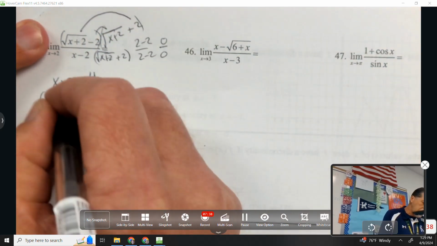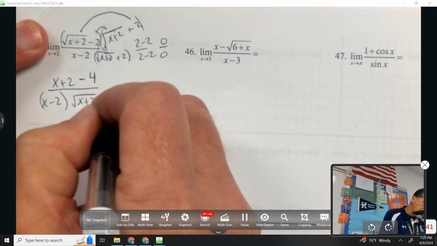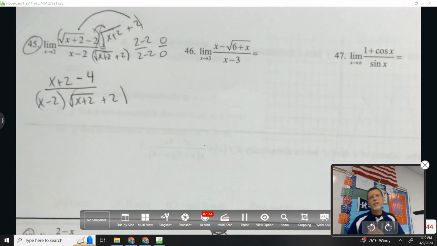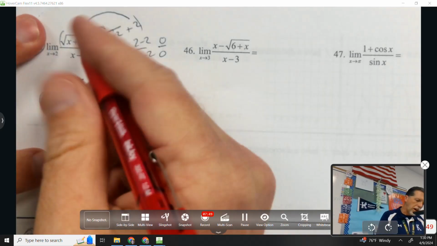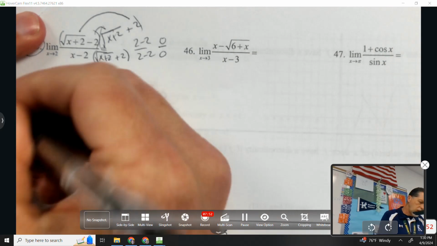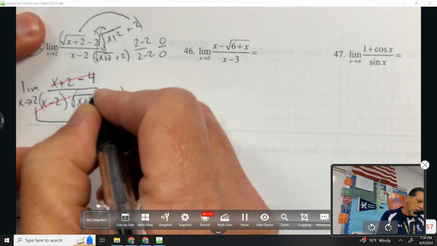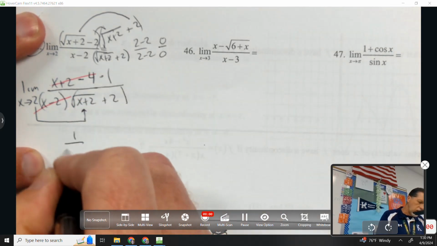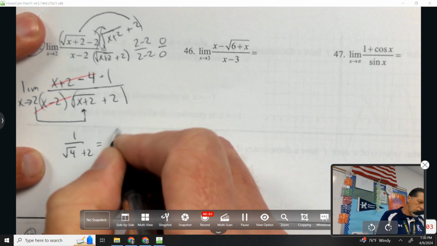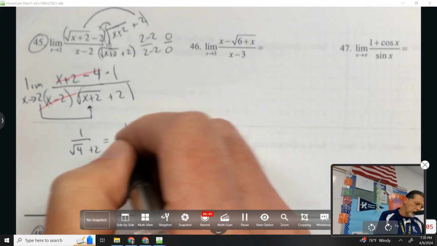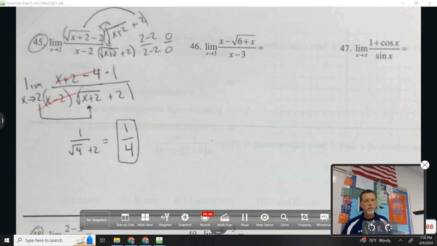And then in the bottom, we don't factor, or we don't multiply stuff out. We leave it as is in hopes that things will cancel. And they do. X minus 2 over x minus 2. And so now we get to try again with our substitution. So 1 over root 4 plus 2. 1 over 2 plus 2 is 1 over 4. So now we've seen one of each. Factor and reduce, fraction and reduce, conjugate and reduce.